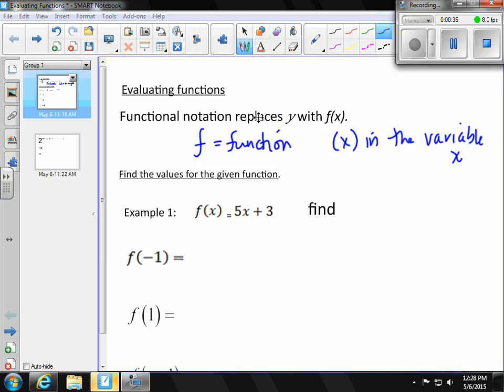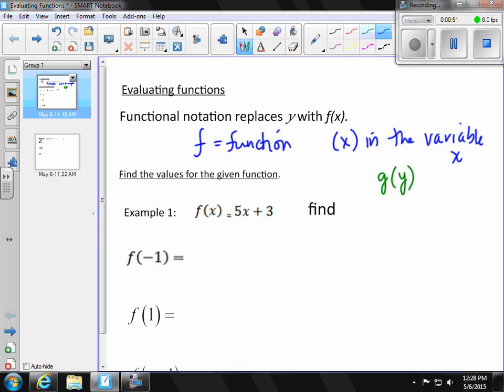We could have a function g of x, for example, or g of y. Okay, we can change the function name and we can change the variable that we're using. But for most of our work, we're going to use f of x.